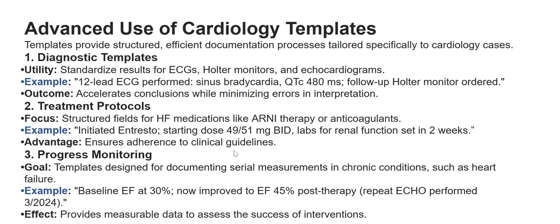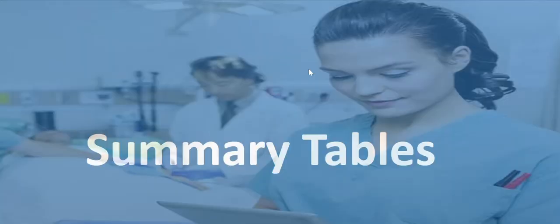Advantage ensures adherence to clinical guidelines. Progress monitoring. Goal here: templates designed for documenting serial measurements in chronic conditions such as heart failure. Example: baseline ejection fraction at 30%, now improved to ejection fraction 45% post therapy. Repeat echo performed 3 March 2024. This provides measurable data to assess the success of interventions.